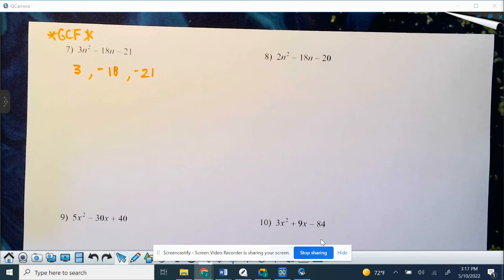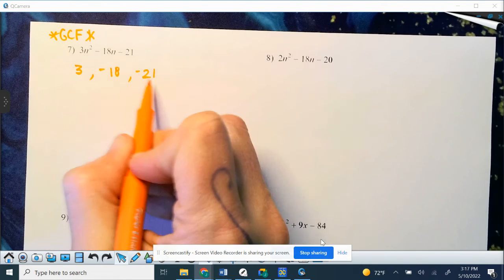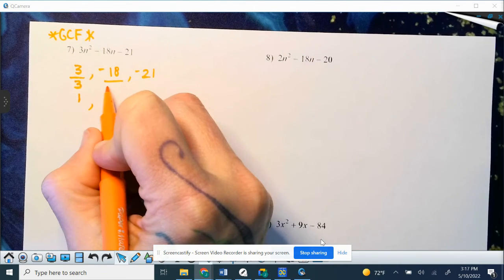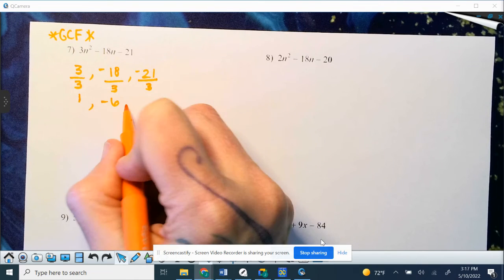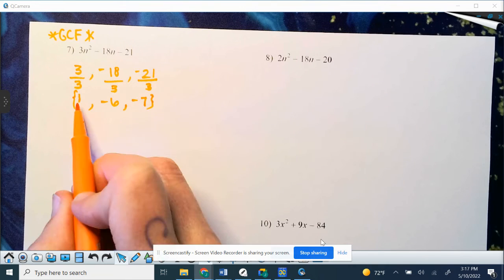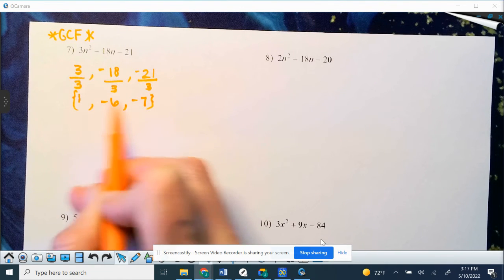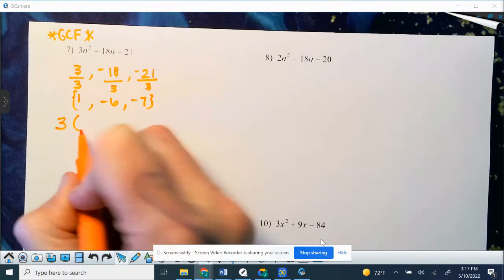So 3 is a prime number. Ideally, you would like to check the front number and try to get it down to a 1. So if 3 will go into all 3 of them, that would be great. So 3 divided by 3 is 1. Negative 18 divided by 3 is a negative 6. Negative 21 divided by 3 is a negative 7. So in that case, 1 is prime, 7 is prime, 6. So there's not a number that will make any of them better. So we're going to pull out that GCF of 3.